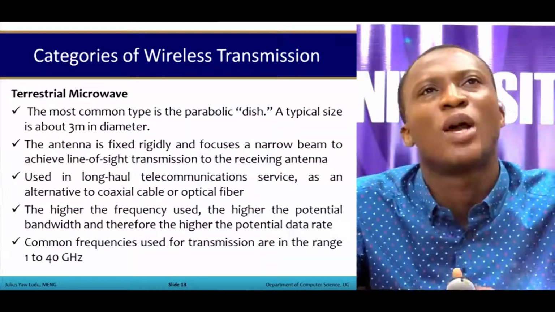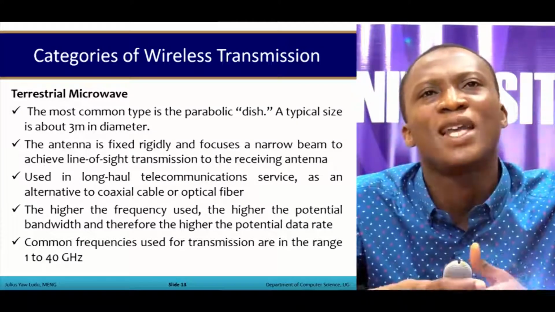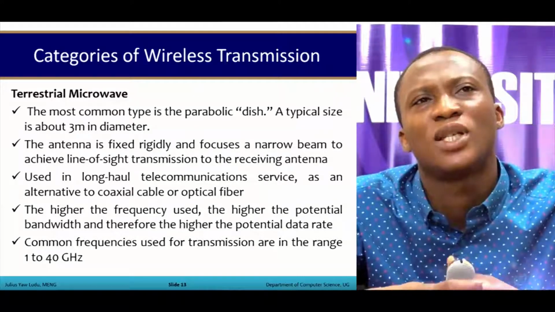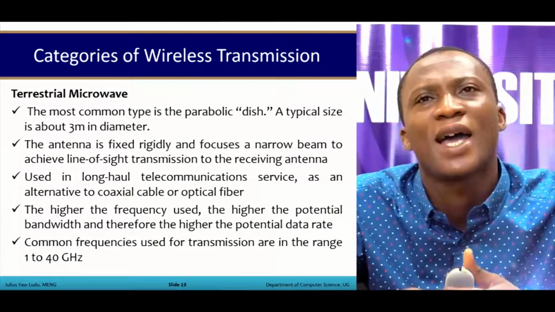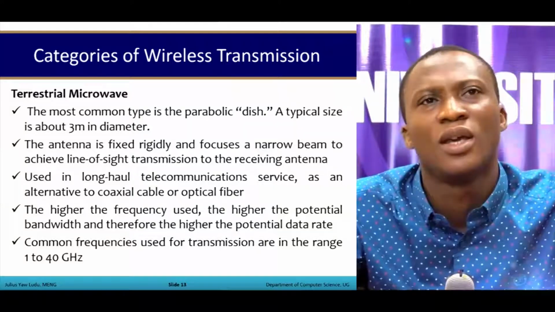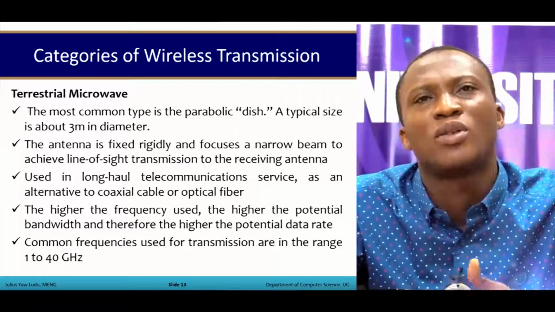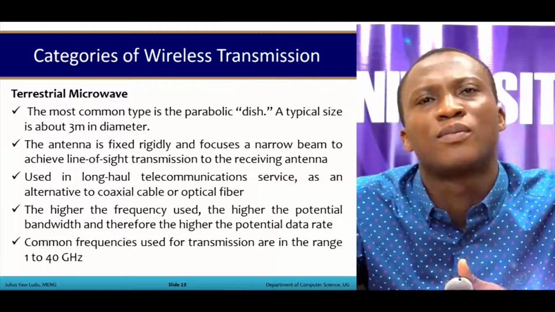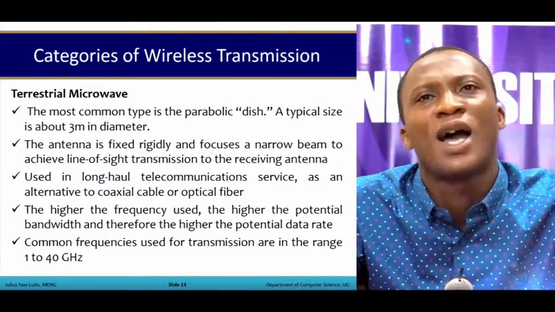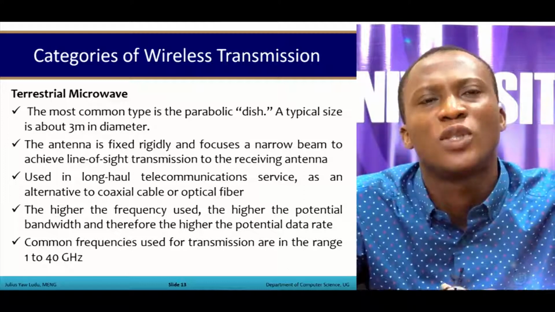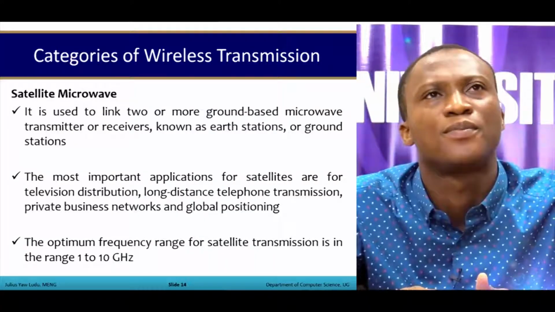These are terrestrial microwave, and the higher the frequency used, the higher the potential bandwidth, and therefore the higher the potential data rate. The common frequencies used with regards to terrestrial microwave are in the range of 1 to 40 gigahertz.